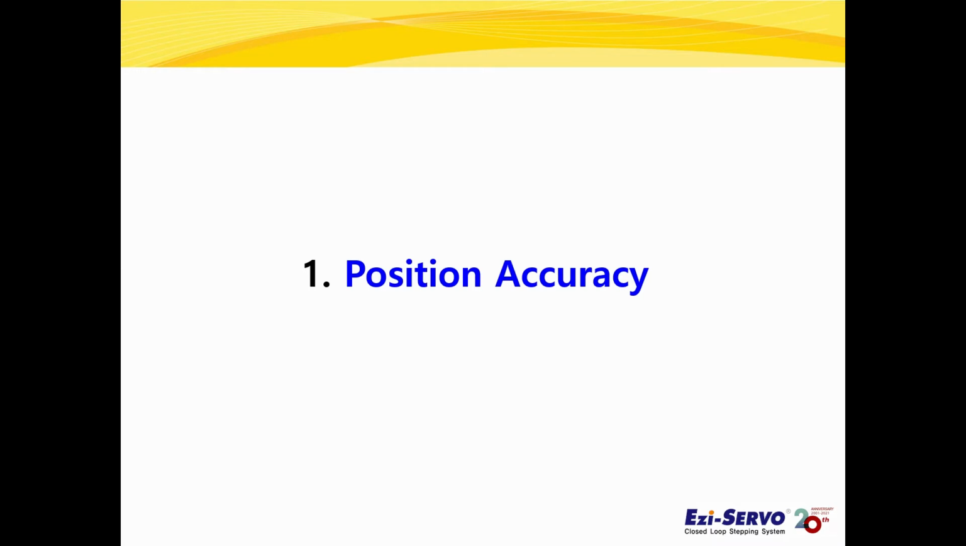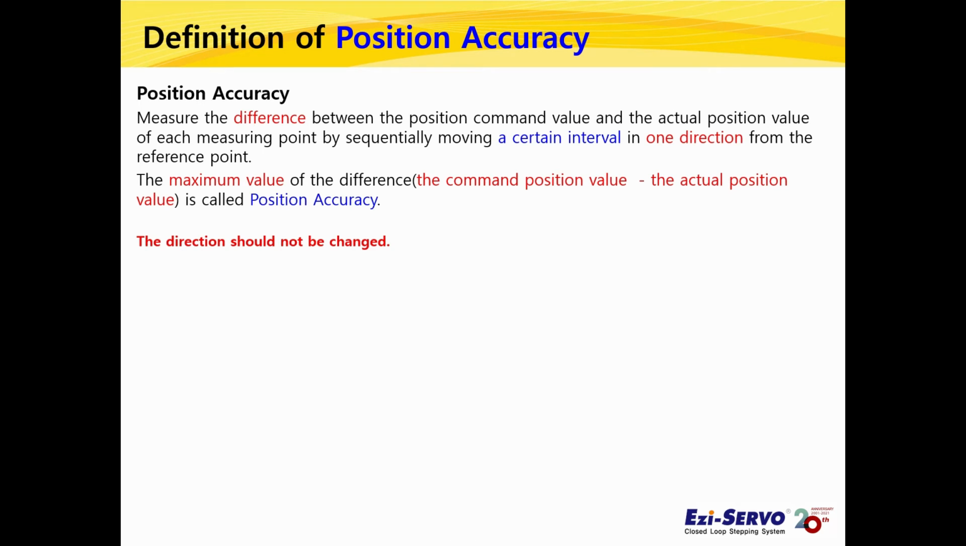First, let me explain the term position accuracy. Position accuracy is the maximum difference between the command position value and the actual position value of each positioning point by sequentially moving the motor at a certain interval in one direction, from the reference point. To put it simply, it is the maximum difference between the command position value and the actual position value when the motor is operated in one direction. The important point is that the rotation direction of the motor must not be changed.